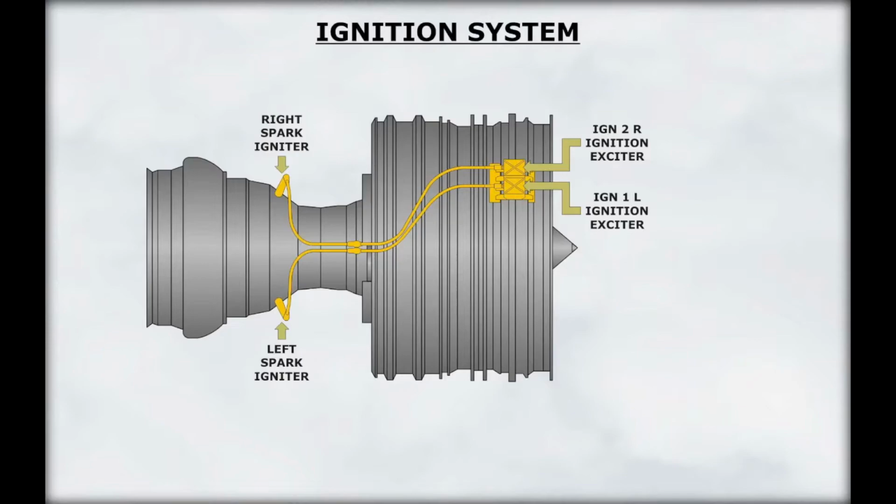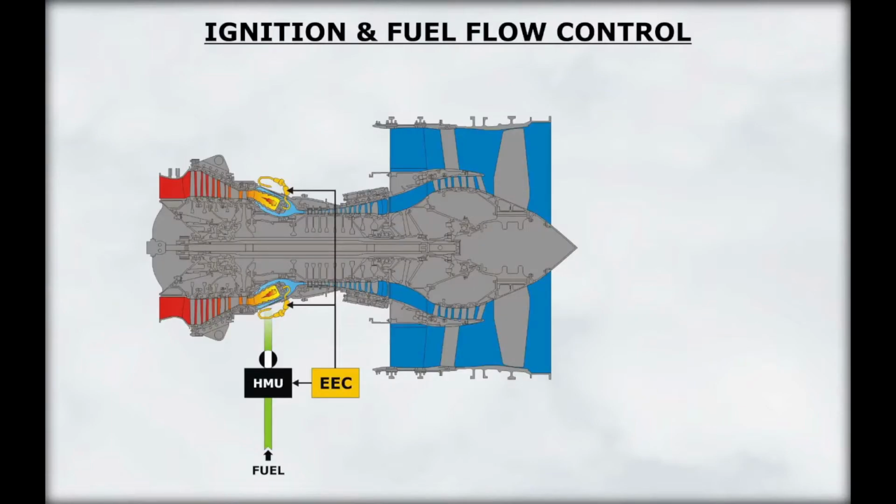The ignition system consists of two AC igniters in each engine. The igniters are referred to as left and right. The left igniters are powered by their respective AC transfer bus. The right igniters are powered by the standby AC bus. Ignition is controlled by the EEC.